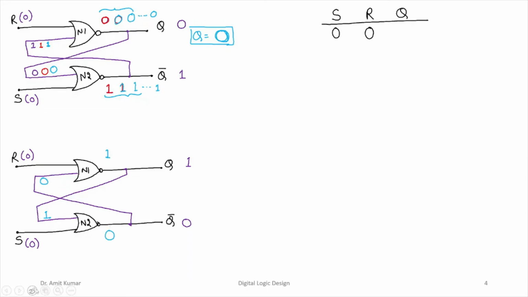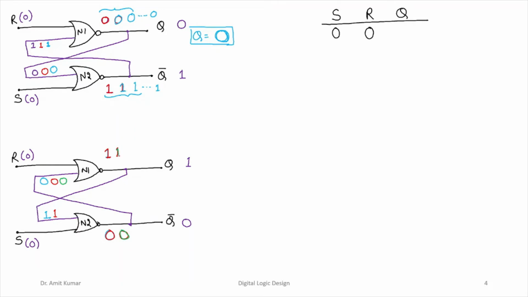Now due to the presence of this feedback mechanism, this 1 will be taken at the input of this N2. This 0 will be taken at the input of N1. 0 NOR 0 is again a 1. 1 NOR 0 is again a 0. Next, if you look at the feedback mechanism again, this 0 will be taken at the input of this N1, 0.